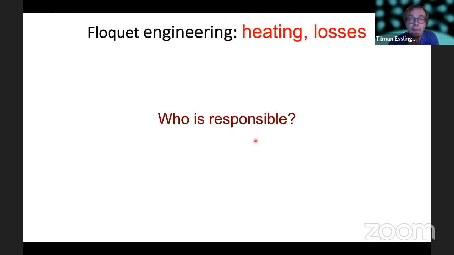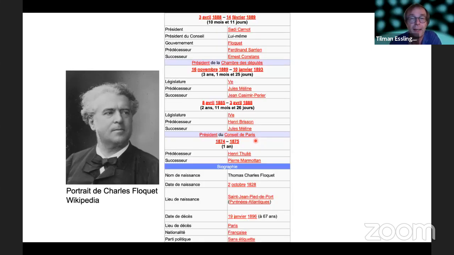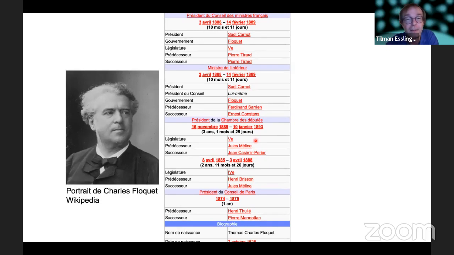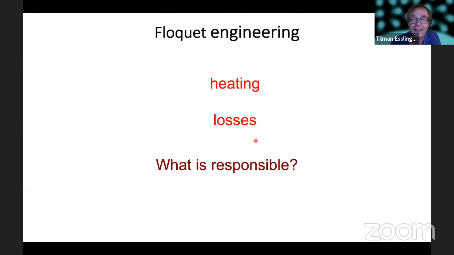And so these heating and losses, I was of course wondering who is responsible for that. And then I looked around and Googled Floquet, and I found the culprit, Charles Floquet. And then I looked a bit, and well, he has done a lot. He was even the interior minister in France, so that's usually always a culprit if things go wrong. But actually, that is of course not true. This is not the Floquet, the Floquet was Gaston Floquet, a contemporary of the probably more famous Charles Floquet.